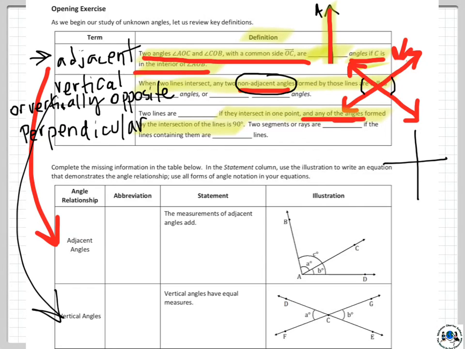Perpendicular. All right, so if two lines intersect and any of those angles, any of them, is 90 degrees, right there, these are all 90 degrees, because those are two perpendicular lines. And I'm not sure if perpendicular was anywhere down there. I don't think so.